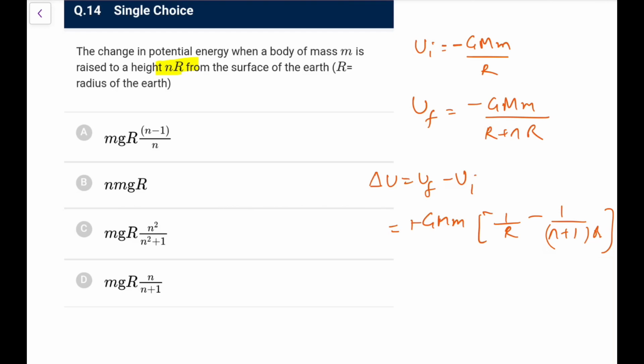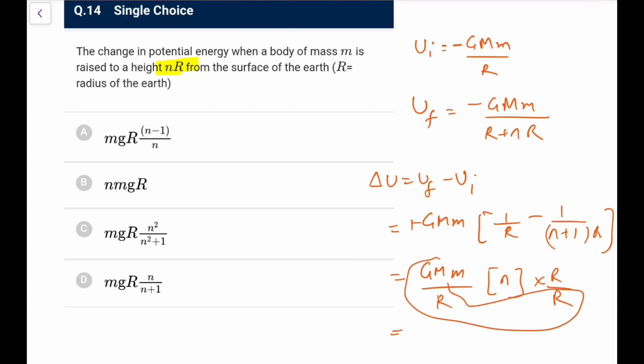So what you have, GMm by R you can take common, it is (n plus 1 minus 1), that is n. So it is n GMm by R, multiply and divide by R. This GM by R square becomes small g at the surface, that is mgR by n. So go for option B for this particular case. This is a very straightforward case that you can remember.